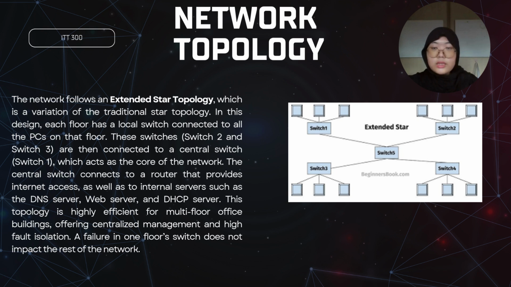The central switch connects to a router that provides internet access, as well as the network servers such as the DNS server, web server, and DHCP server. This topology is highly efficient for a multi-floor office building, offering centralized management and high fault isolation. If one floor switch has a failure, it won't affect the rest of the network.